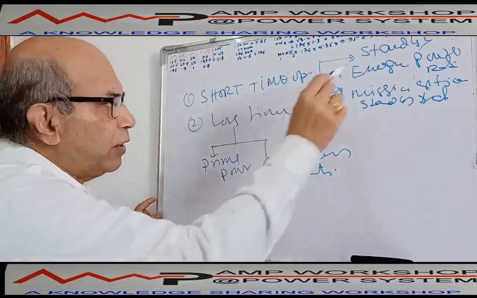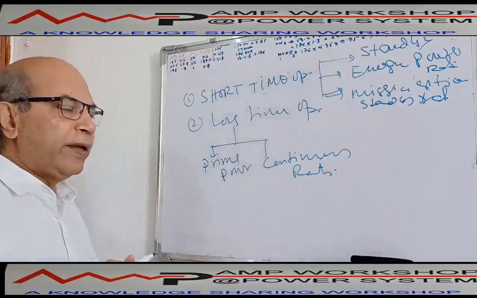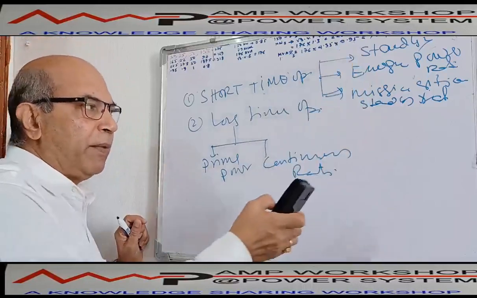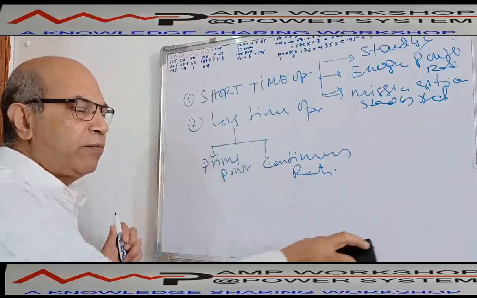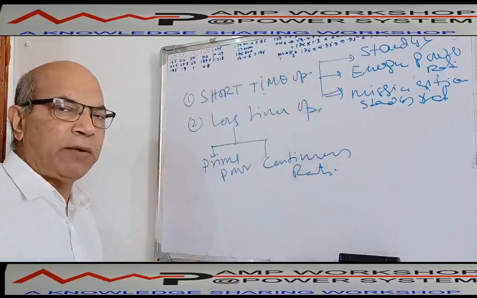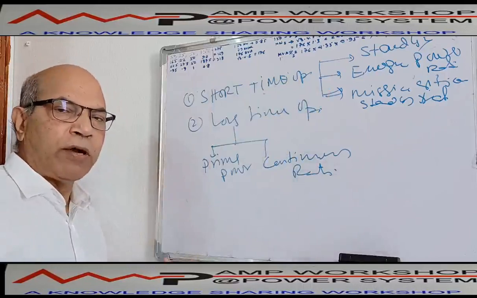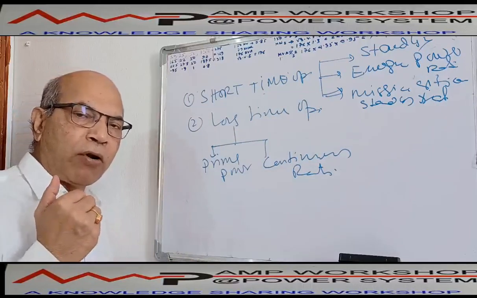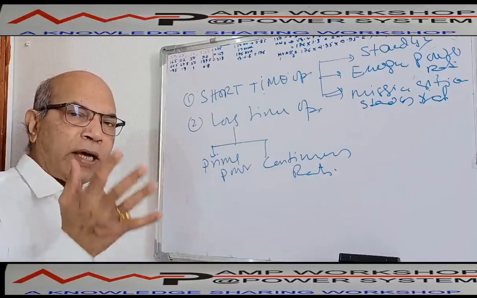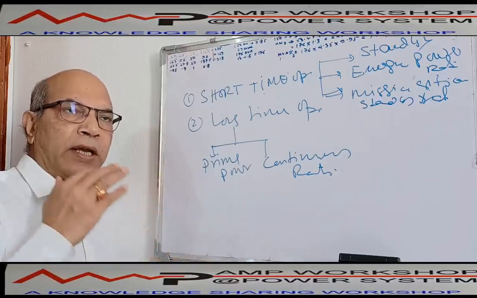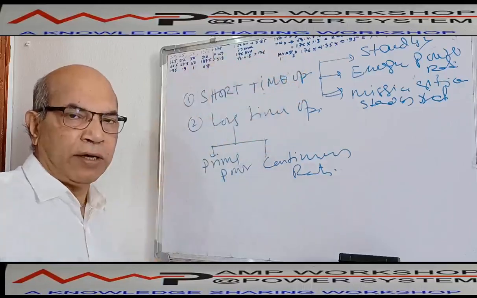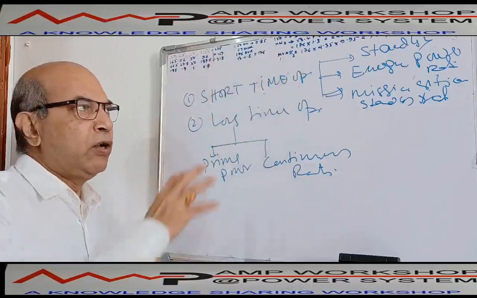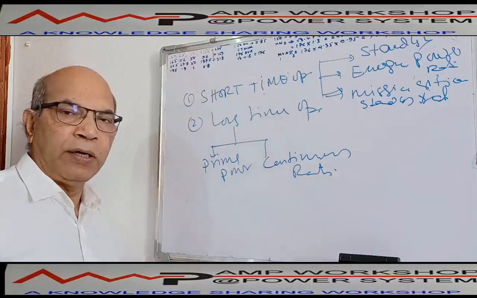In the short time rating categories, standby rating is mainly used when the generator is not required for running for a longer time, where there is already another power supply available. In case of failure of that power supply, this generator is required. In that type of application, we use the short time operating machine.